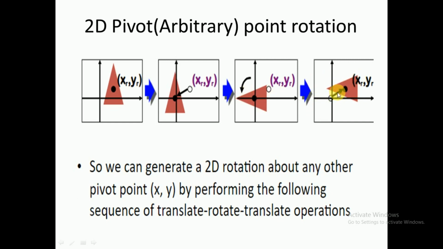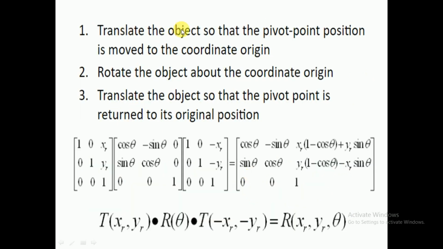But what type of translation do you require now? You require normal translation, meaning you have to move away from the origin now, so you have to add. You have to add how much you subtracted before. If you add the same amount, it will come back to its original position. This is rotation about an arbitrary point. So we can generate 2D rotation about any pivot point (x, y) by performing the following sequence of translate, rotate, translate operations. Translate the object so that the pivot point position is moved to the coordinate origin, then rotate the object about the coordinate origin, then retranslate the object so that the pivot point is returned to its original position.